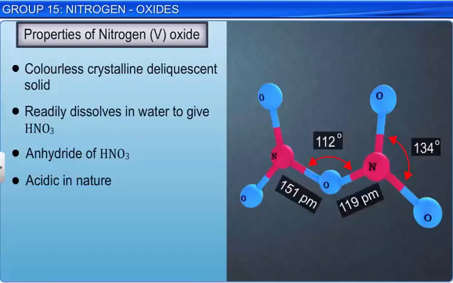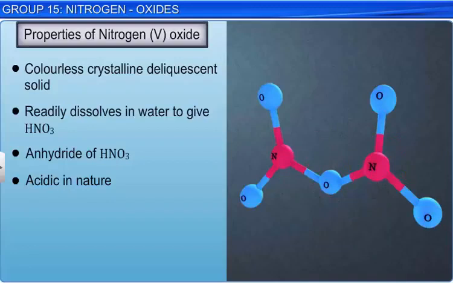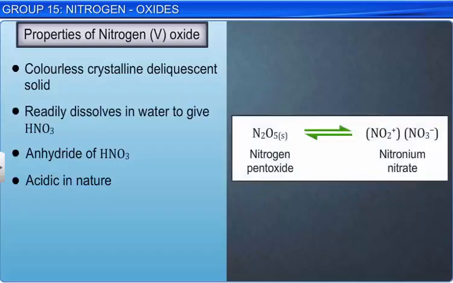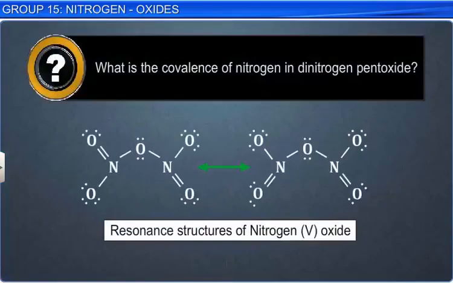This symmetrical planar structure is observed only in its vapor state, which otherwise is ionic in the solid state. The ionic solid is referred to as nitronium nitrate. From the structure, try to answer this question on your own before looking at the solution.